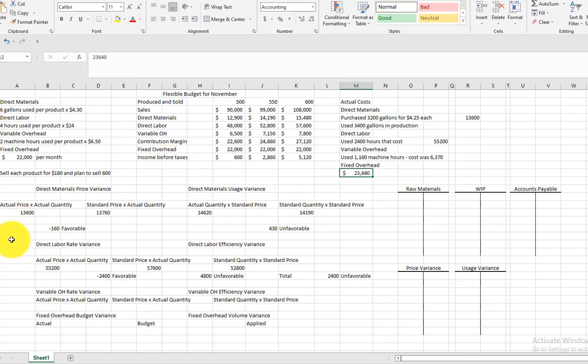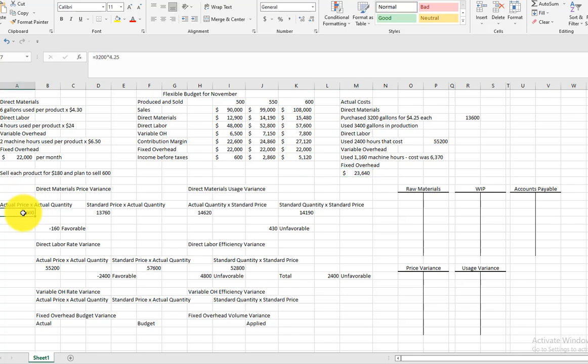So if we build our variances, and again, you can set these up however makes the most sense to you. I like to do them horizontally this way, with the actual on the left, standard on the right. But again, there's different ways you can do them as formulas, where you take the difference between the prices and then multiply by the quantity. However you set it up, whatever makes the most sense.